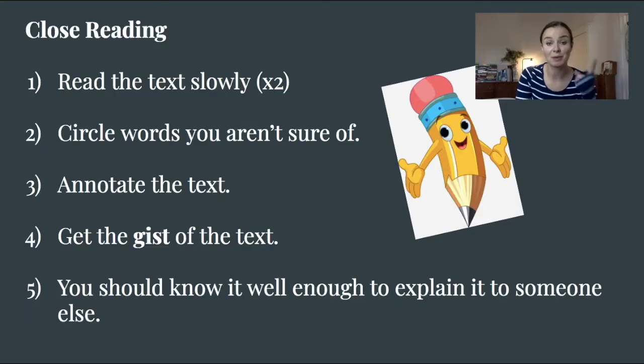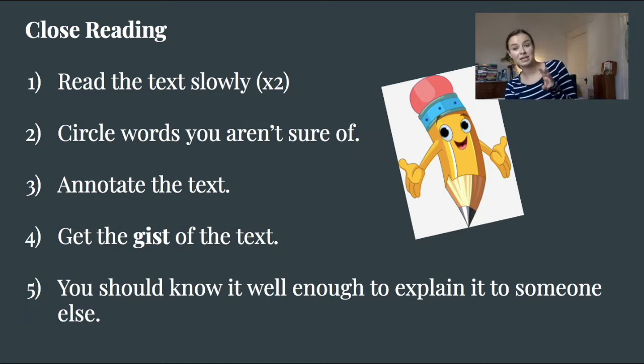Close reading. Number 1, read the text slowly. I really respect slow readers. I think it's important to actually grasp each word. And note the pencil, you are writing this down. Number 2, circle words you aren't sure of. The text I'm going to give you today doesn't have too many words that are outside of our vocabulary level, but sometimes you're going to read text that has a lot. And it's important to use context clues to be able to distinguish what each one means.